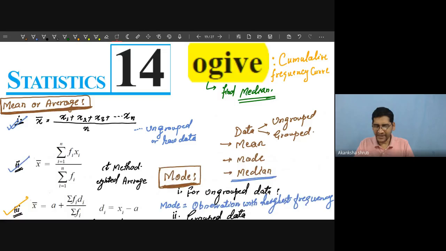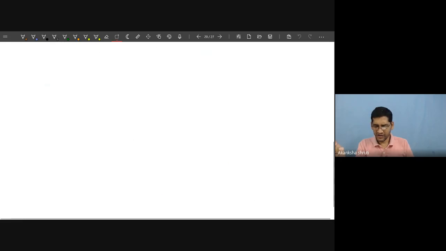There is another relation between this mean, median and mode. If we are given just 2, or if we are able to calculate 2, either mean or median or mode, then the third can be calculated. So there is one relation between mean, median and mode. Let me write it here.